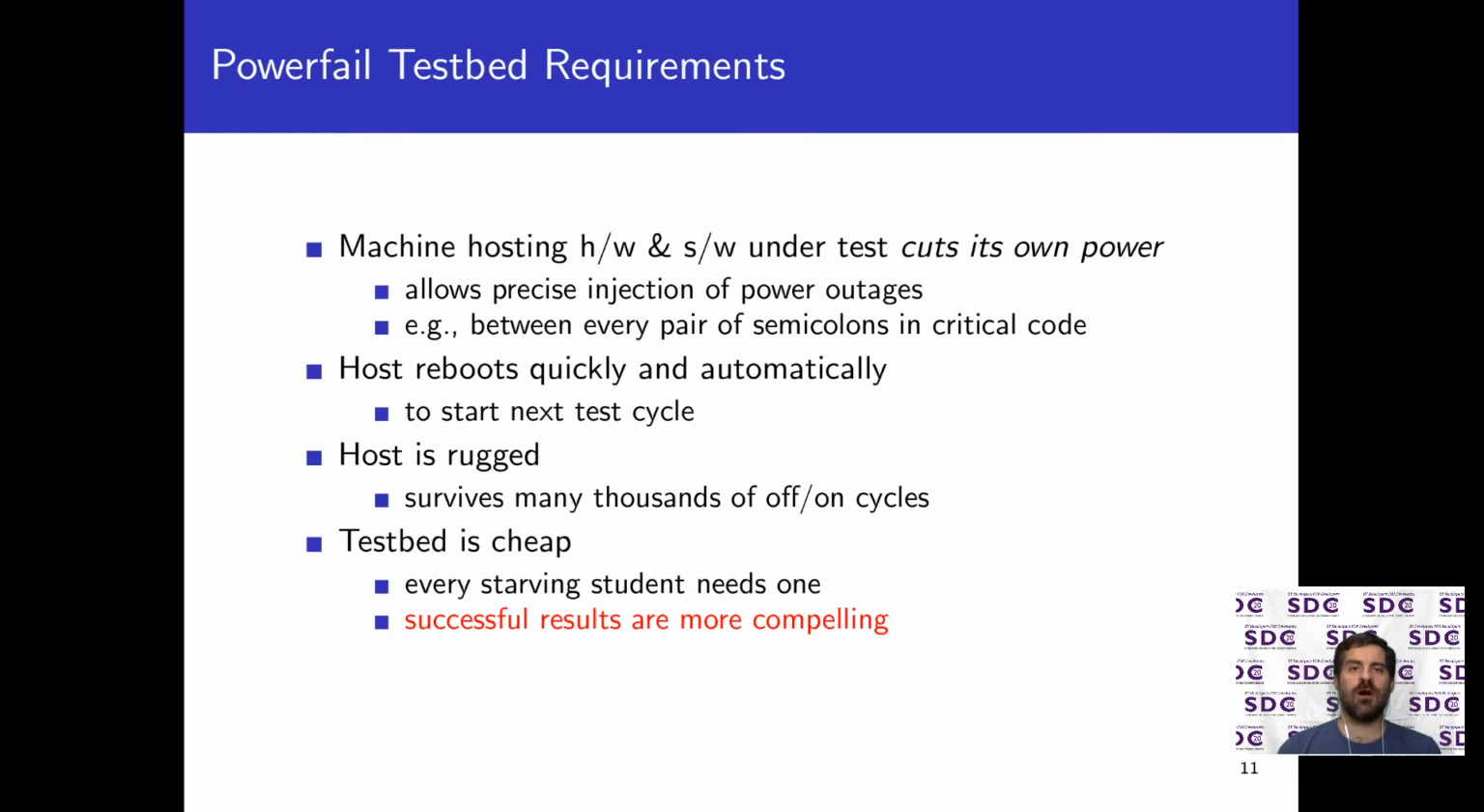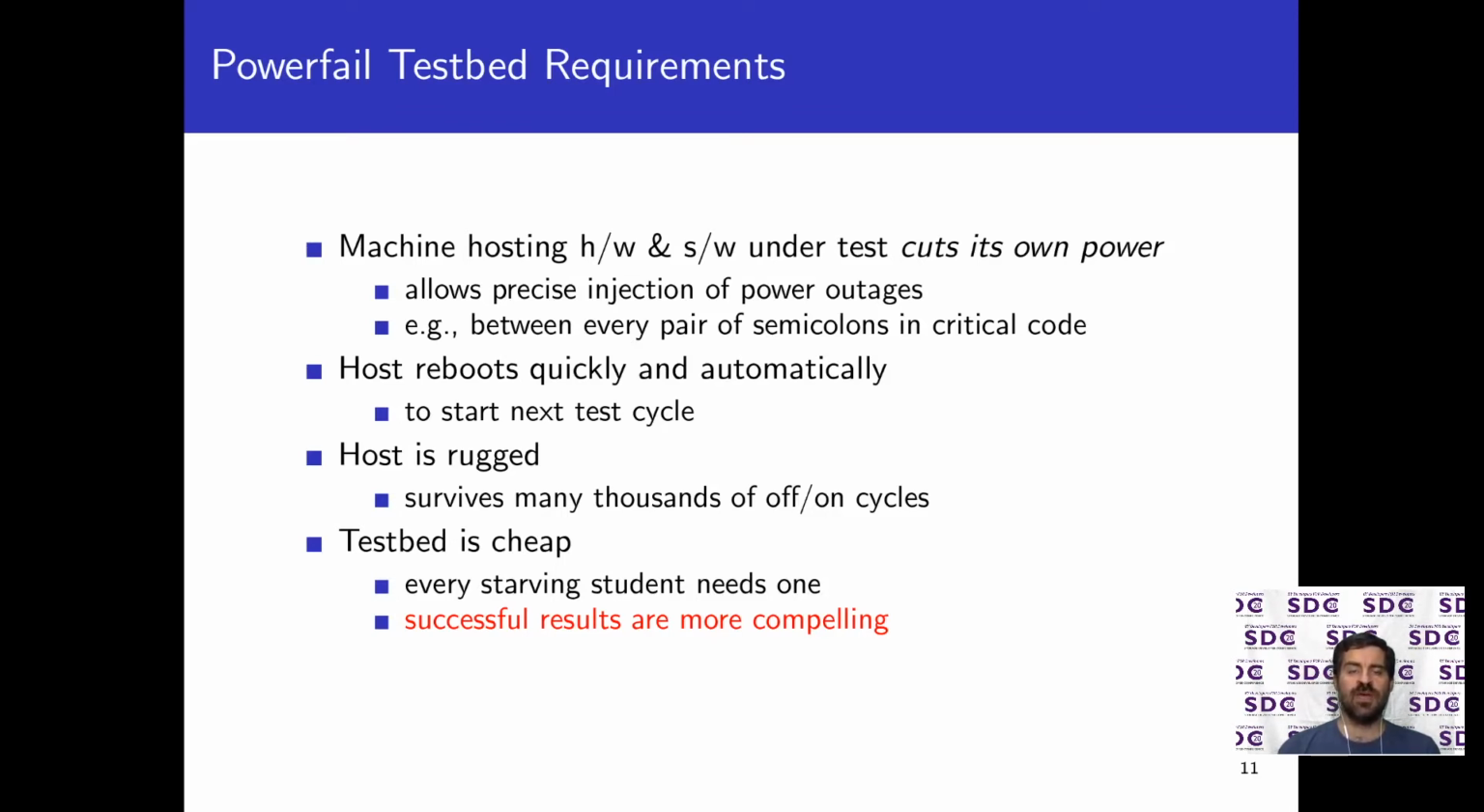What do we want in a power failure testbed? Well, several things. It's important that the computer that is to endure power failures should be able to cut its own power. This allows us to trigger power failures whenever and wherever we please. For example, we can arrange for a power outage between every pair of semicolons in critical code.